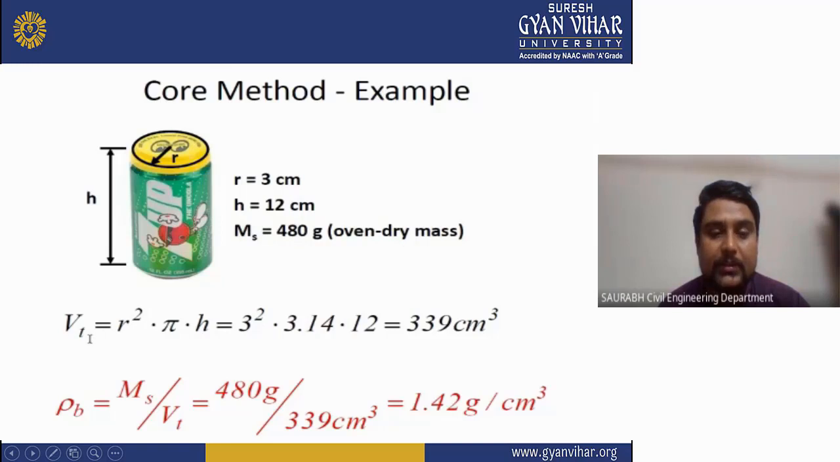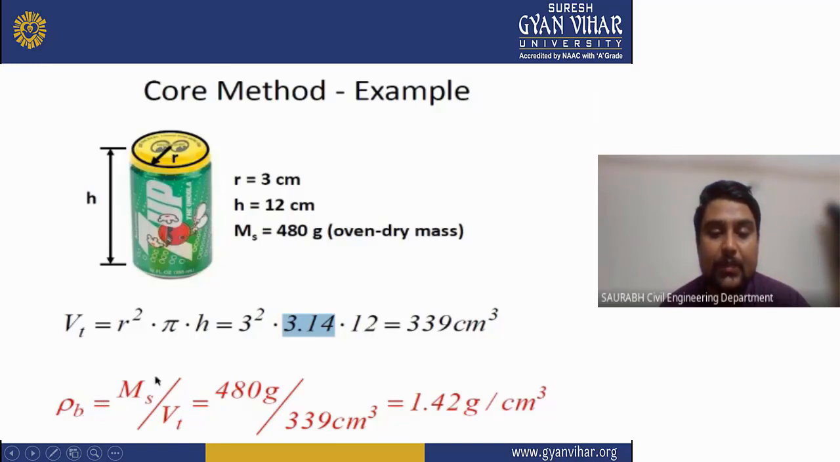oven dry mass. And VT will become R square pi H, which will become 3 square into 3.14 into 12. As you can see here, this is your value of pi, 3.14, and it will become 339 centimeter cube. From here we have to find rho B, which is bulk density.